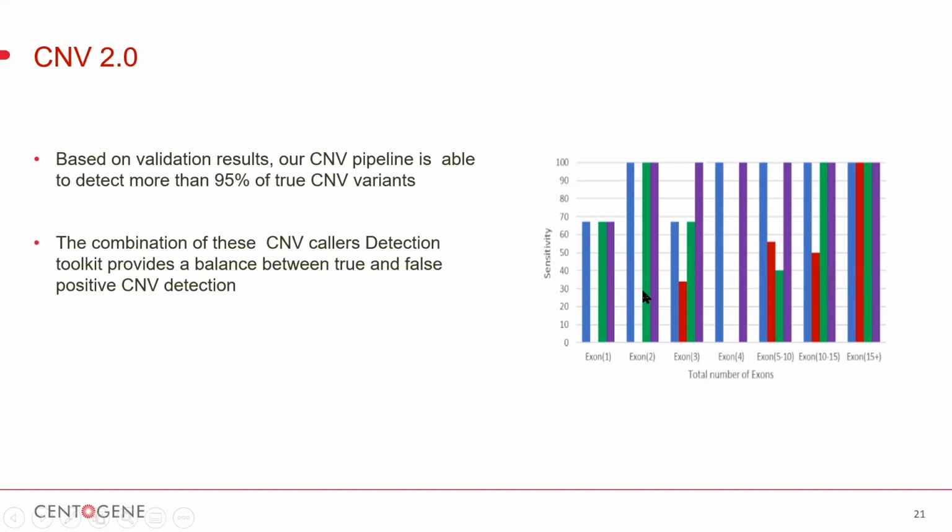We can see here from the chart that we have a sensitivity for a single exon of up to 70%. For the rest of the resolutions, more than one exon, the sensitivity is reaching 100%. This is producing, of course, a balance between the true and false positive copy number variant detections.